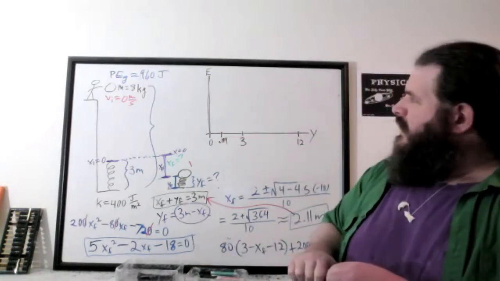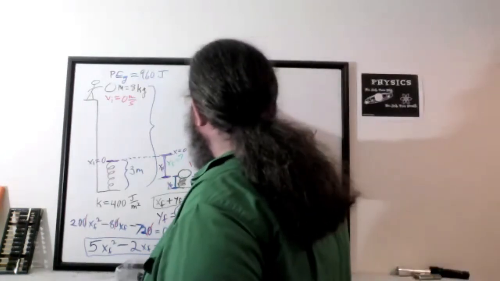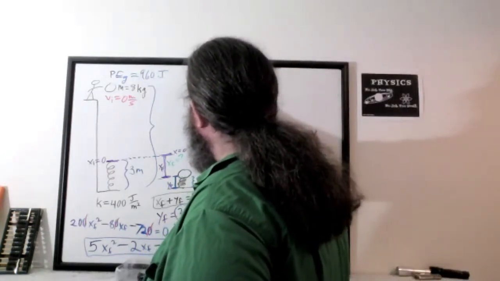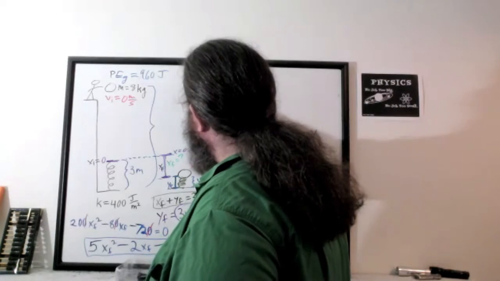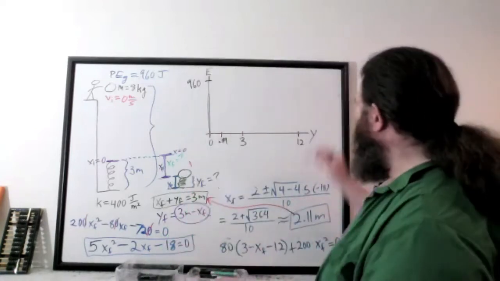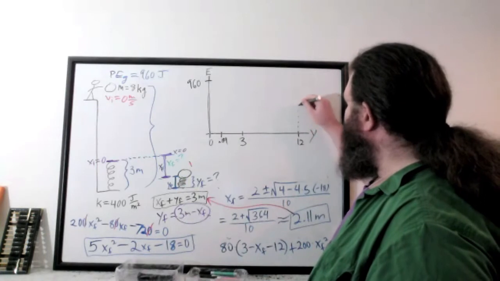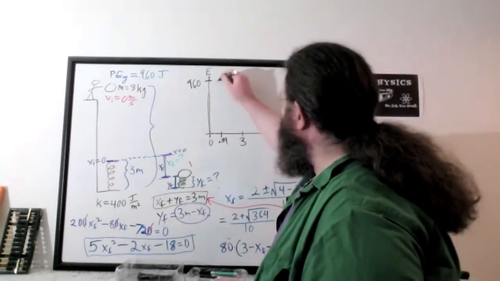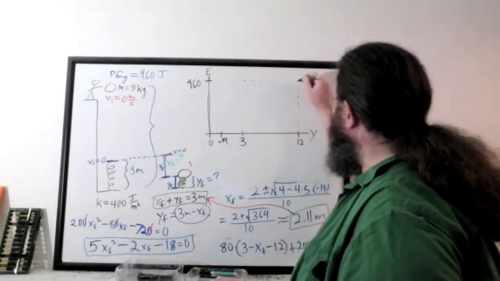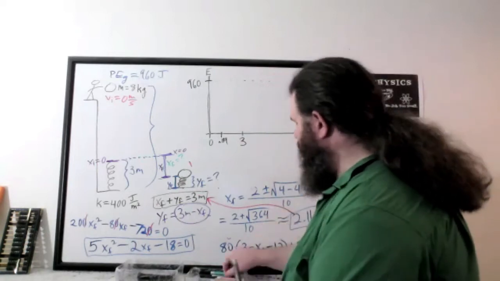But we know, for instance, that 960 is the amount of potential energy it has at that time. So let's mark that at least. 960. We know that when the ball is 12 meters off the ground, it has 960 joules of potential energy of gravity.